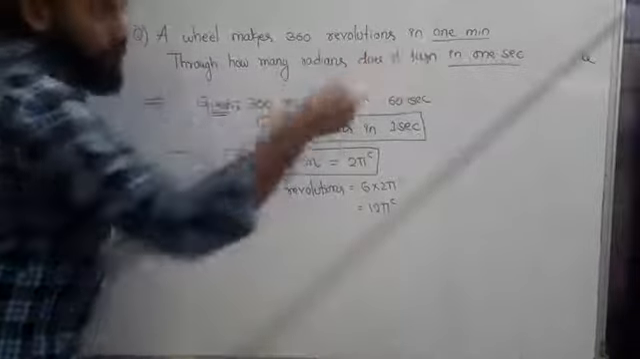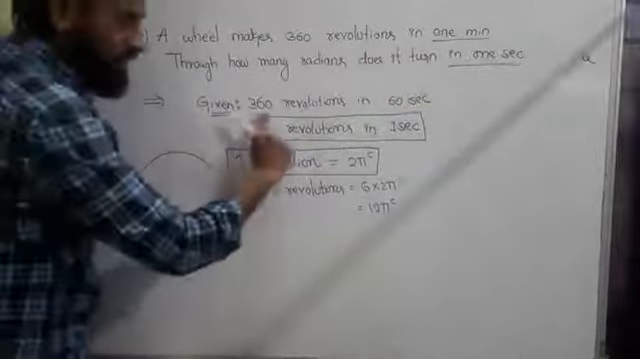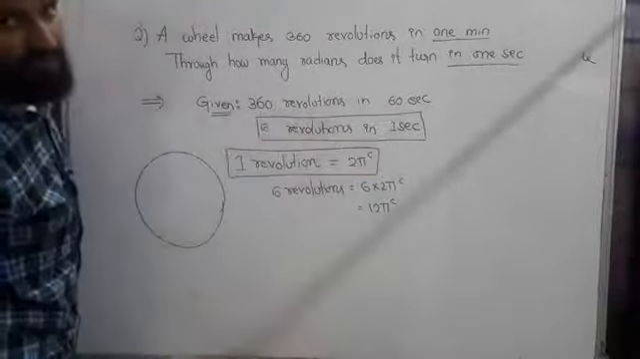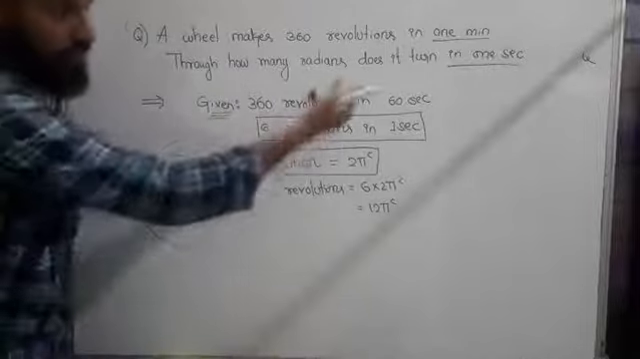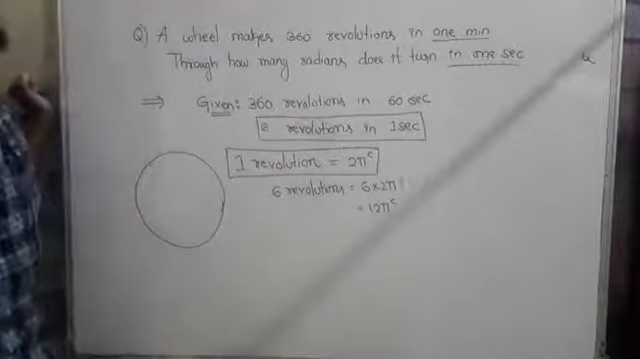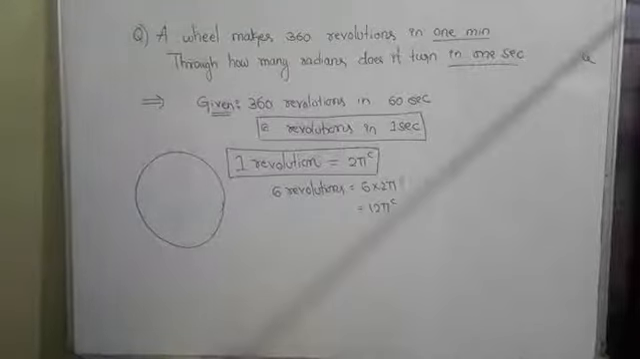Instead of 1 minute, they give 2 minutes. Then what should we do? Instead of 360 revolutions in 60, we write 120 seconds, because 2 minutes means 120 seconds. Yes or no? Yeah, very good. So please pause the video and note it down.